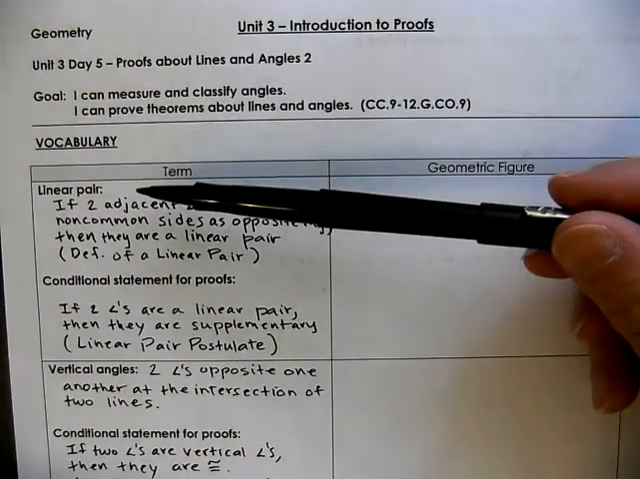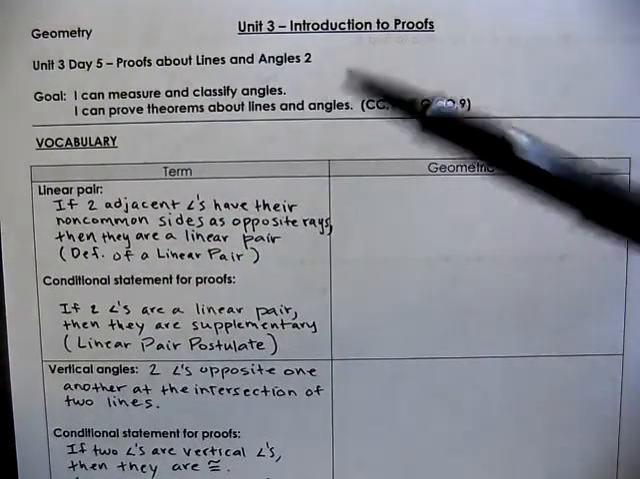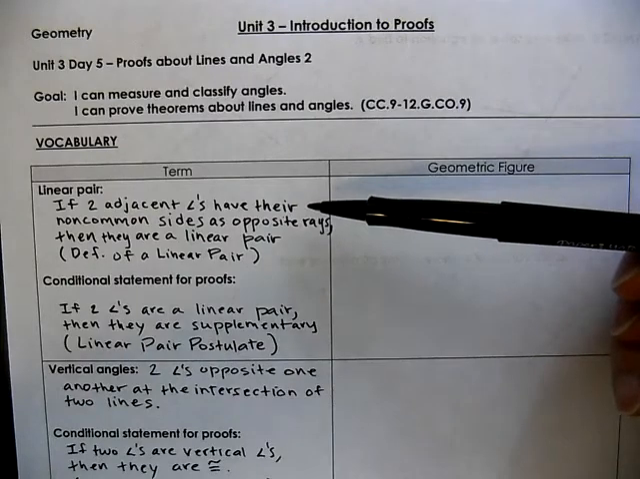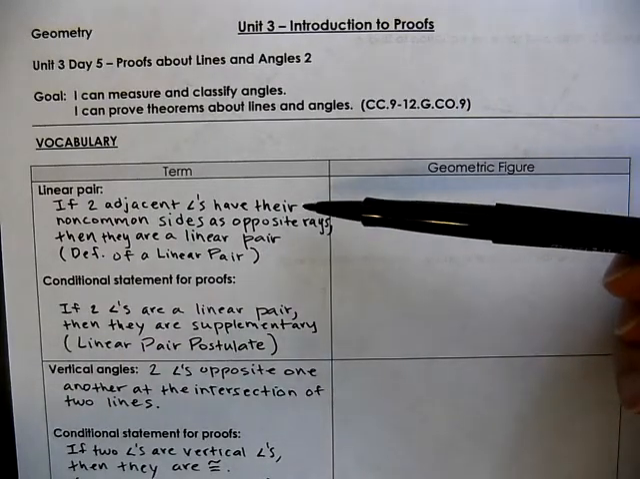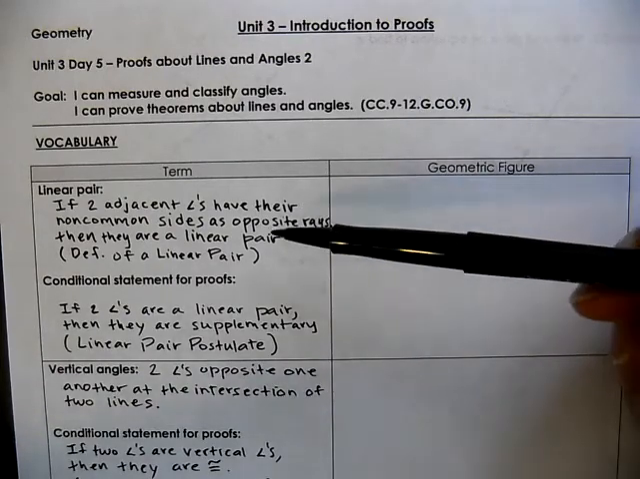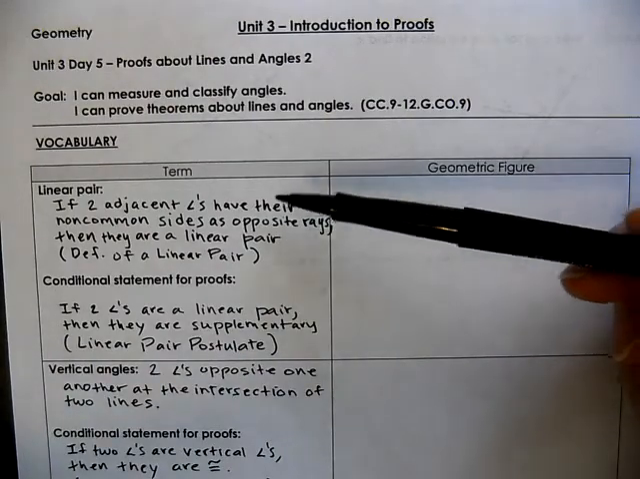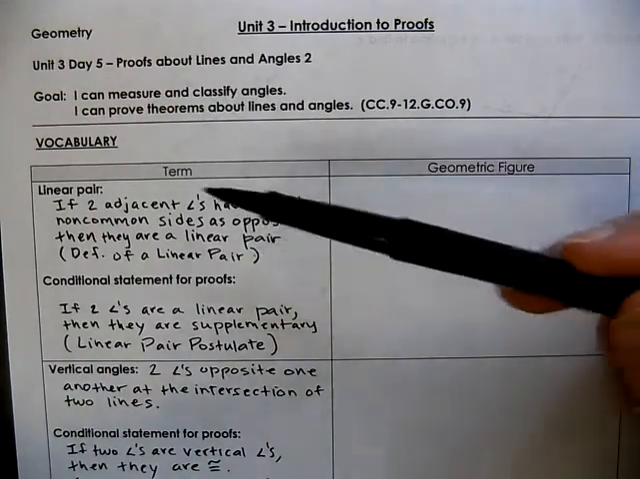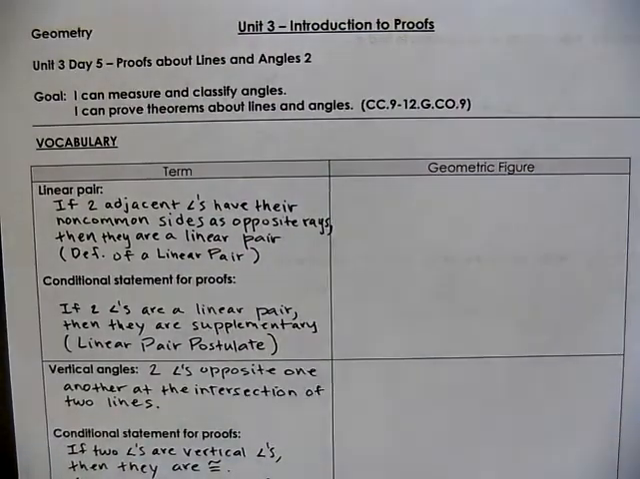So here we're looking at a linear pair, really two ideas based on the linear pair, and I've already written it down. And this is the definition of a linear pair. If two adjacent angles have their non-common sides as opposite rays, then they are a linear pair. Now, this is a definition, so again we could switch the hypothesis with the conclusion and it would still be a true statement. We saw this a little bit, this linear pair idea, with yesterday's notes.